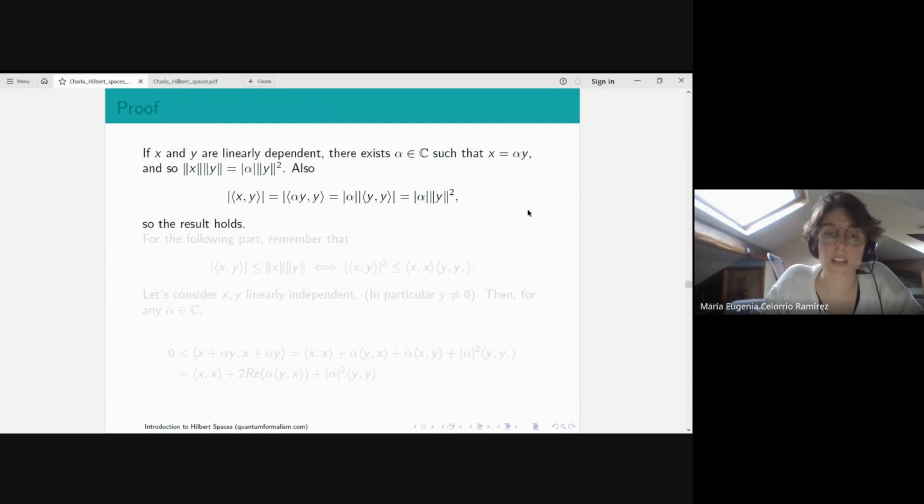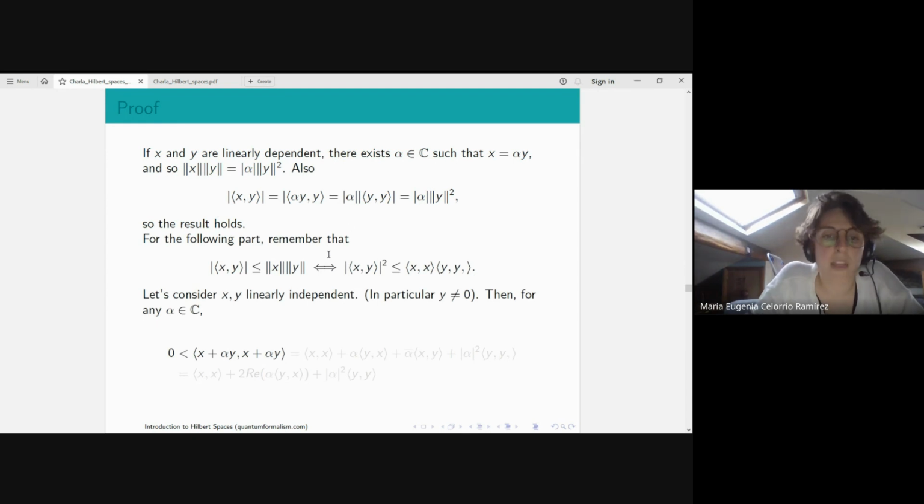So now let's see what happens when they are not linearly dependent. For that, I just wanted to remember that proving that the modulus of the inner product of x and y is less than or equal to the norm of x times the norm of y is equivalent to proving that the square of this is less than or equal to the square of this, but that can be written in terms of the inner products. Cool. So let's consider x and y linearly independent. In particular, this means that y is not 0. The 0 vector is considered linearly dependent with everything else. So y is not 0, and this is important because at some point we're going to divide by the norm of y, and we don't want to divide by 0.